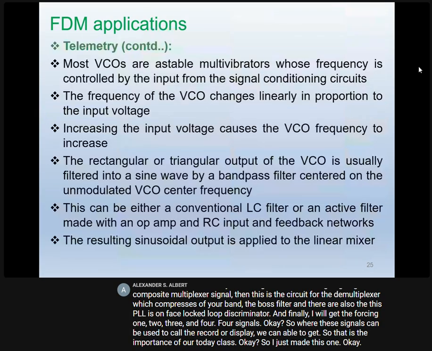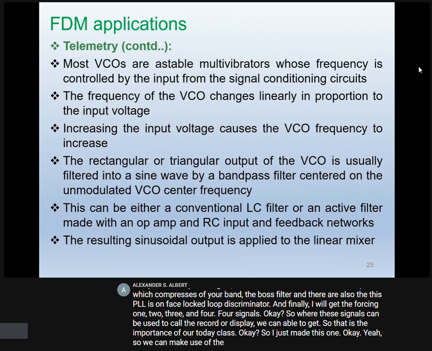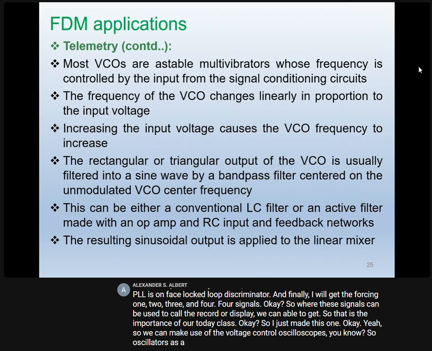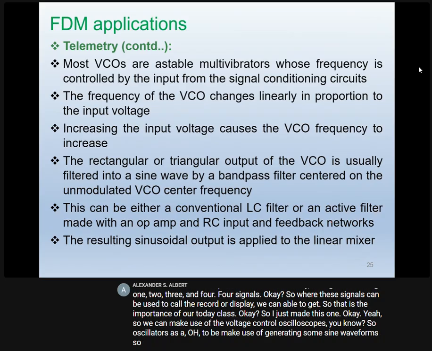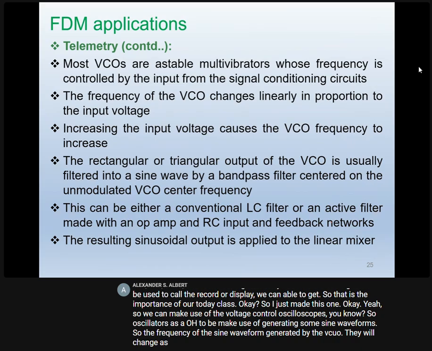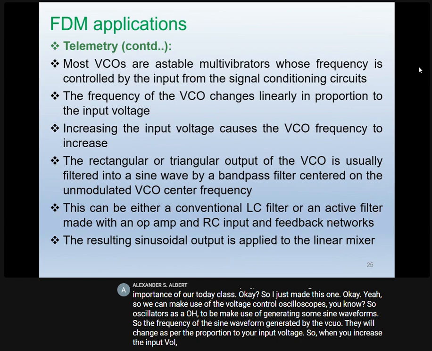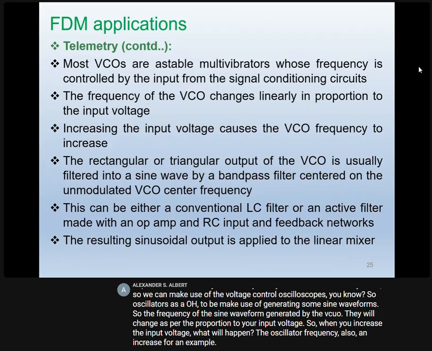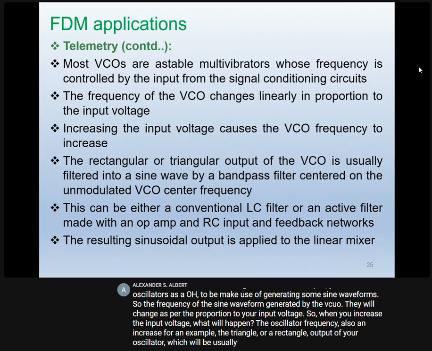We can make use of voltage controlled oscillators (VCO) for generating sine waveforms. The frequency of the sine waveform generated by the VCO changes in proportion to your input voltage. So when you increase the input voltage, the oscillator frequency also will increase. For example, the triangle or rectangular output of your oscillator is usually filtered into a sine waveform with the help of a filter.